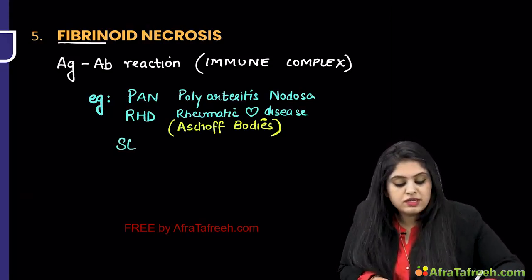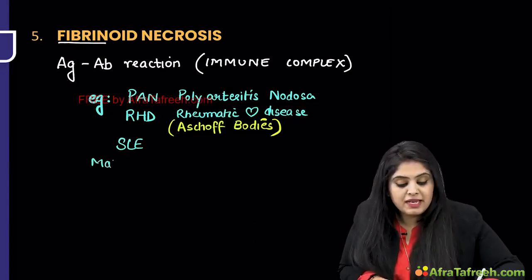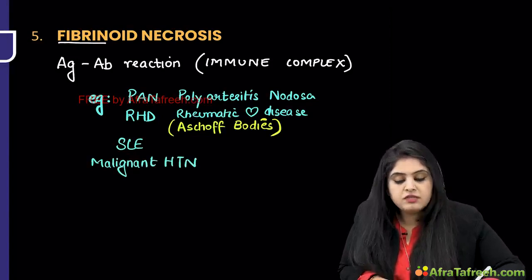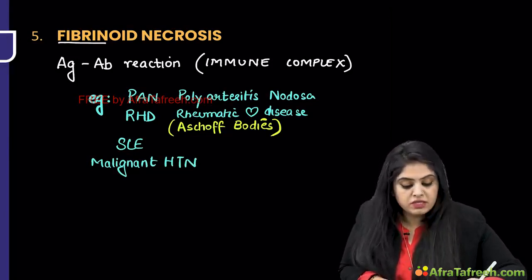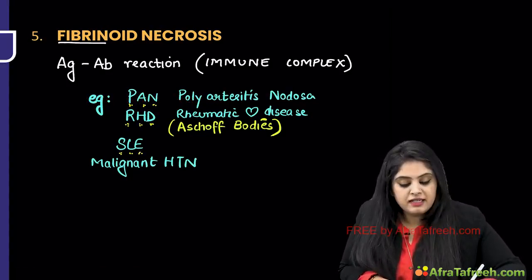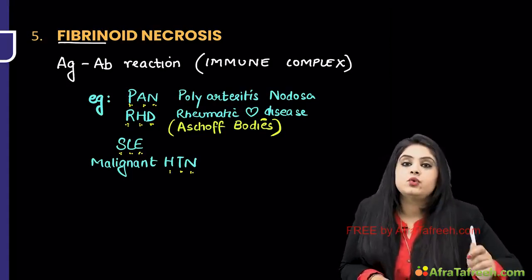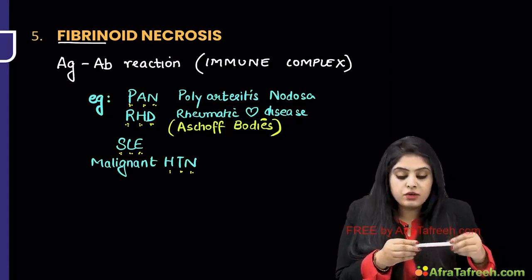Second, there's a disease called SLE. Similarly, there is also something known as malignant hypertension. So in all of these we will see fibrinoid necrosis. So repeating once again, guys, I realize all the three alphabet things have polyarteritis nodosa, rheumatic heart disease, SLE, HTN. All the three alphabet things are showing me fibrinoid necrosis.